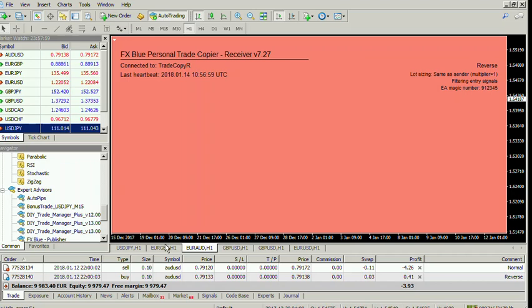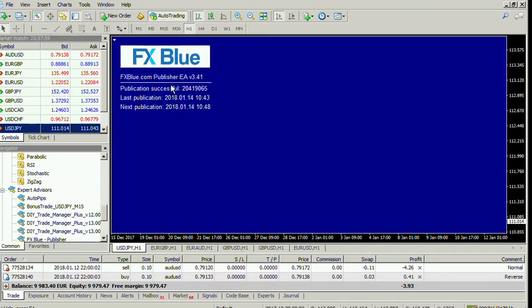Okay, and I think that should cover it. Here I've also got my FX Blue publisher, so I can be monitoring all these trades on the website, and I'll be providing these links in the Donna Forex forum.